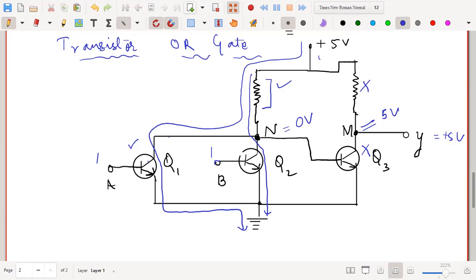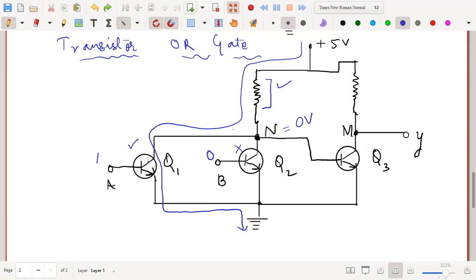So when either of the inputs, or when both the inputs are 1, any one of them or the two will work, and the transistor Q3 will not work. Whenever this situation arises, when the transistor Q3 is not working, whatever is the potential, it will all appear across the output. That means the output will be high. In this way, you can build a diode OR gate or a transistor OR gate.